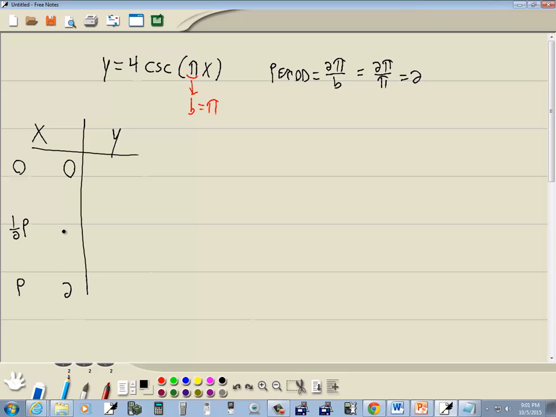We have half our period halfway in between, which is 1. We've got 1/4 of our period. 1/4 times 2 is 2/4 or 1/2. And we'll have 3/4 of our period right here. 3/4 times 2 gives us 6/4 or 3/2. Now we're going to plug each one of those into our function.